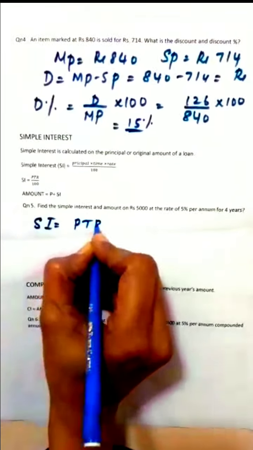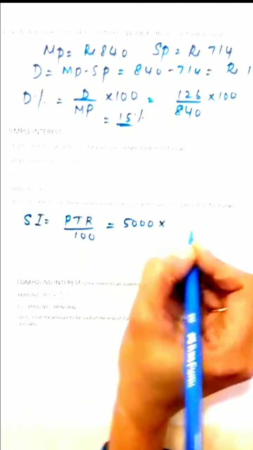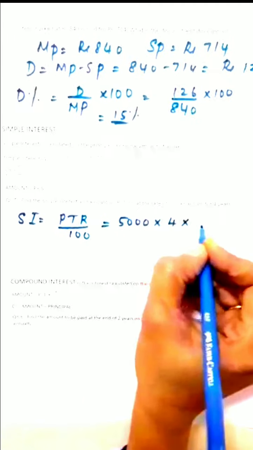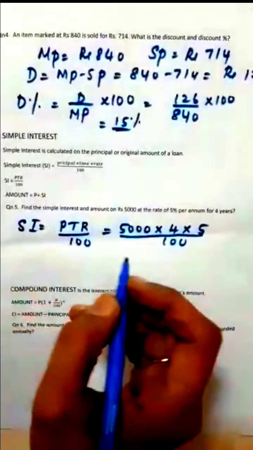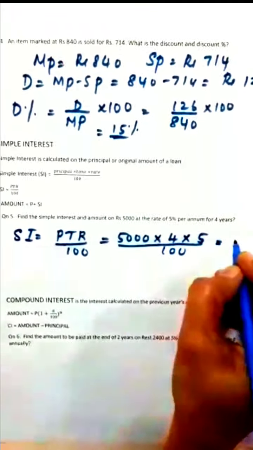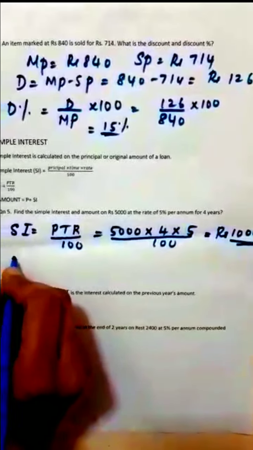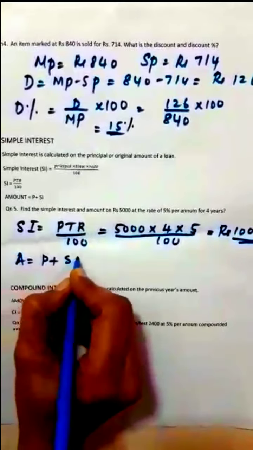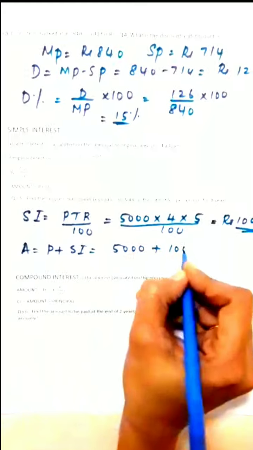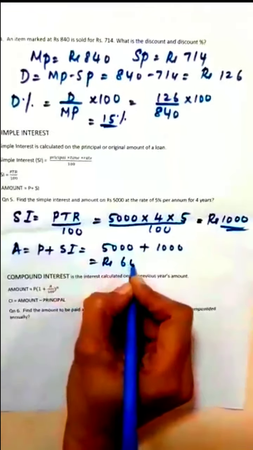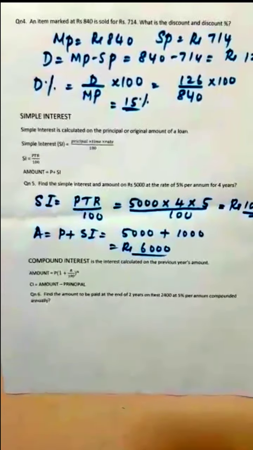SI is equal to PTR over 100. P is 5,000. T is the time, that is 4 years, should be in years, and R is a percentage, that is over 100 because the rate is a percentage. So when you do the simplification, you will get rupees 1,000. Then you have to find the amount also. A is equal to P plus SI. So 5,000 plus simple interest, what you got, the answer is 1,000. So the answer is rupees 6,000. So this is the way you can do the principal, simple interest and amount.